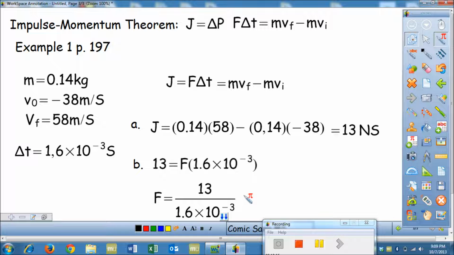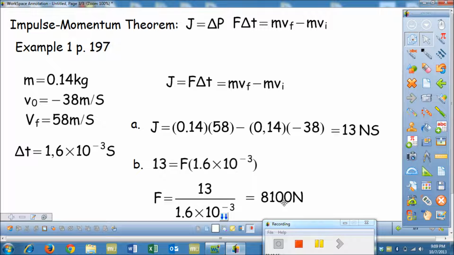Okay, so we can figure out what that equals. Let me try that on my calculator. 13 divided by 1.6 EE negative 3 is 8,125. I'll call it 8,100 newtons. Okay, so that's 8,100 newtons. It seems like a lot, doesn't it?